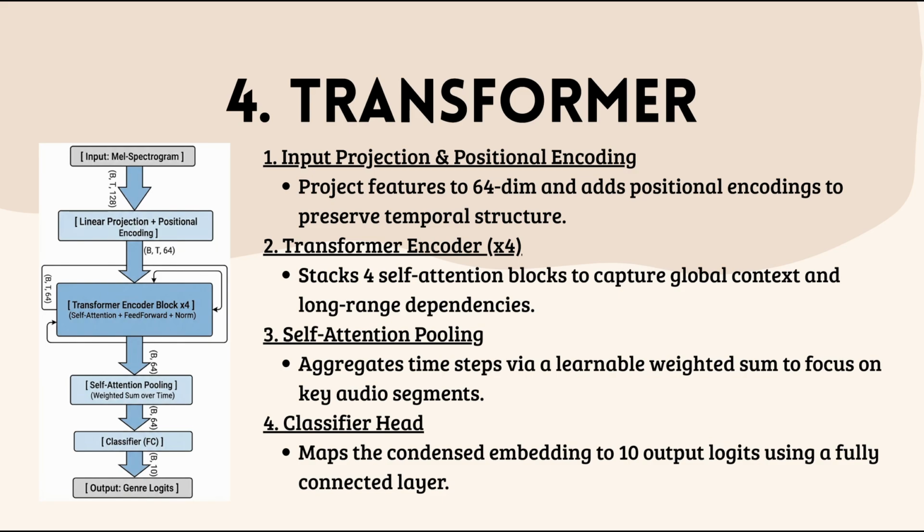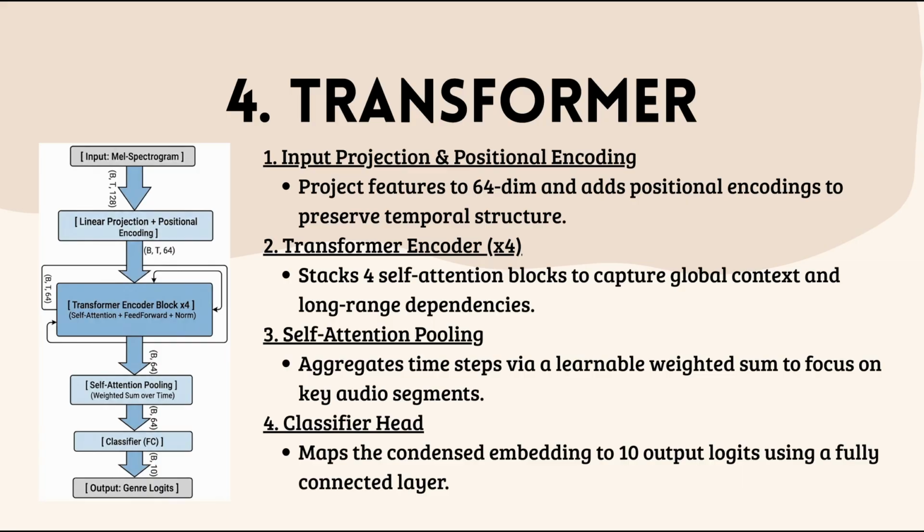The next one is transformers. We choose a transformer because music is a long sequential signal, and genre characteristics often depend on global patterns such as rhythm, consistency, repetition, and song structure. Compared to CNNs and RNNs, self-attention allows the model to directly capture long-range temporal dependencies across the entire audio clip, which is crucial for genre recognition.